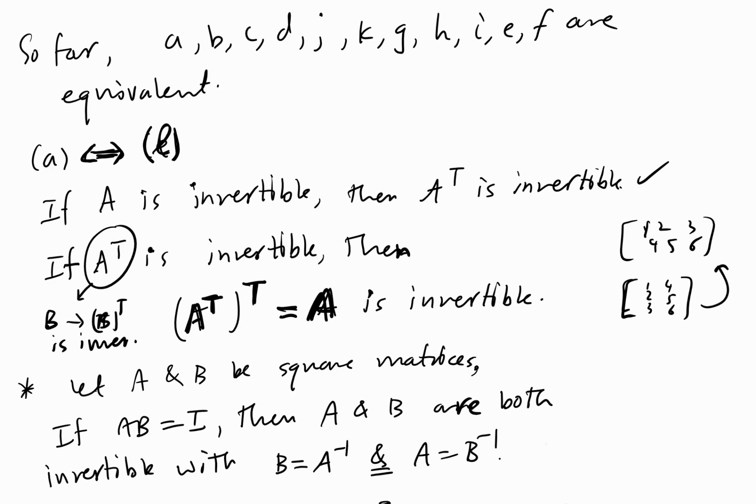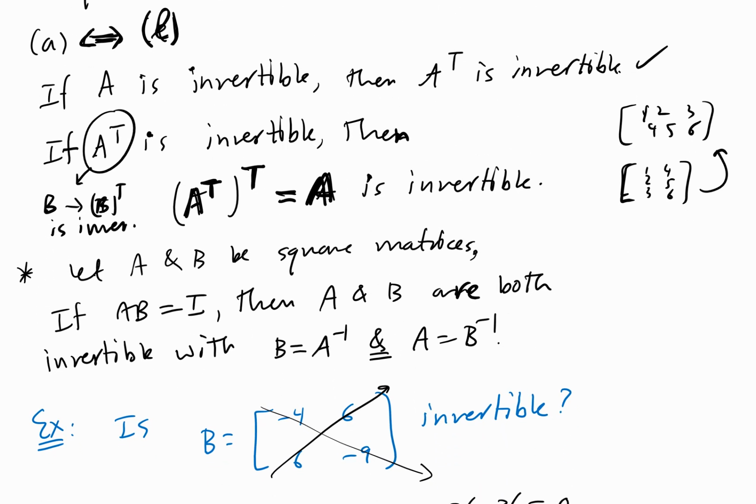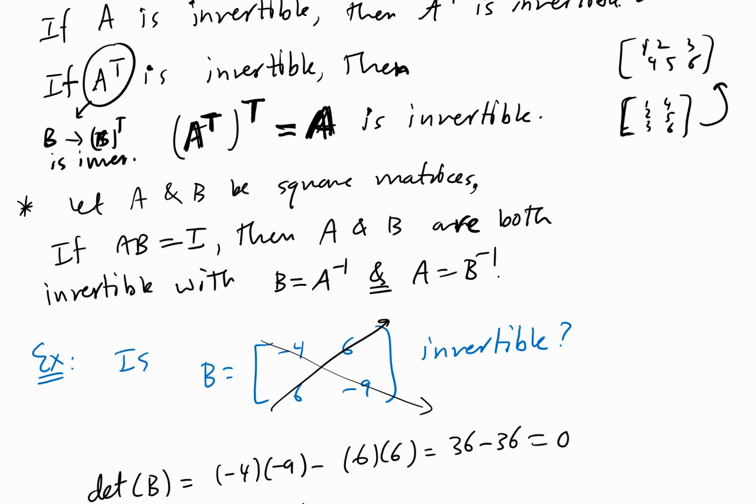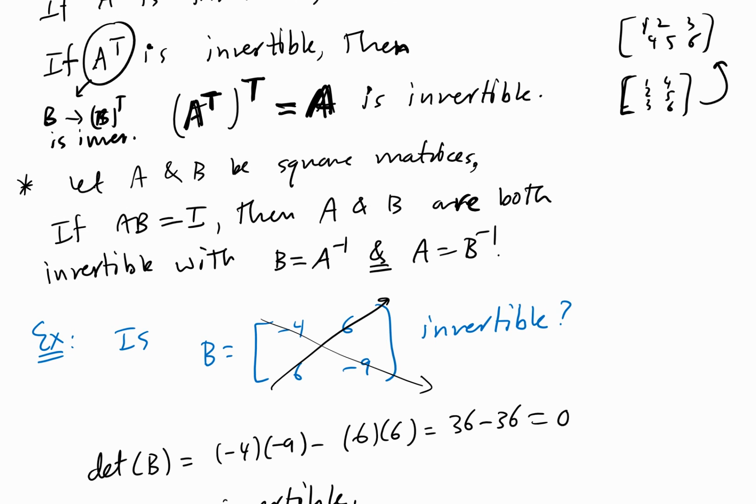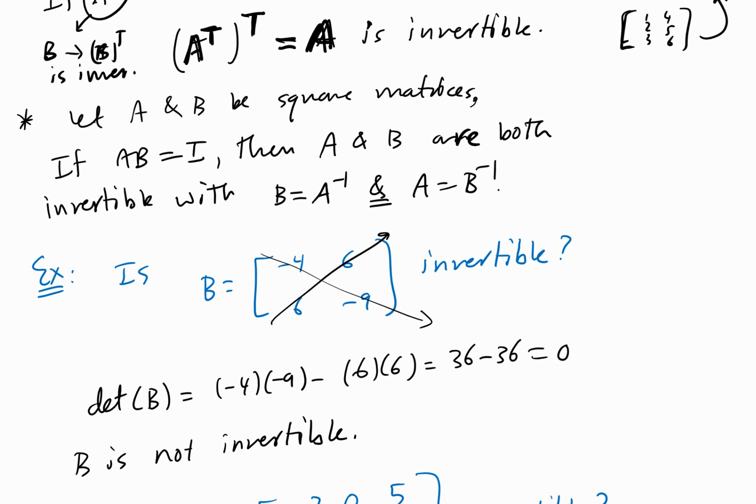So very quick, someone asked, give us an example to see if this is invertible or not. To check if a 2 by 2 matrix, call it matrix B, is invertible, all we have to do is find the determinant. The determinant is you multiply across the main diagonal minus the 6 by 6. So -4 times -9 minus 6 times 6, which is 0. So then B is not invertible.